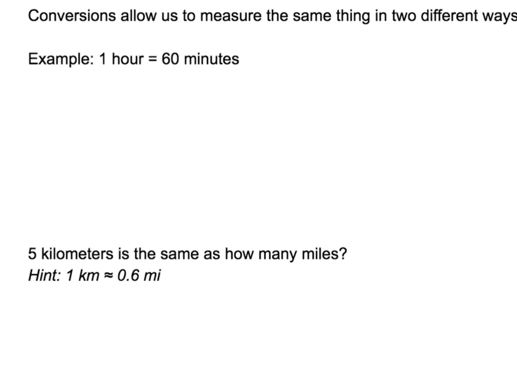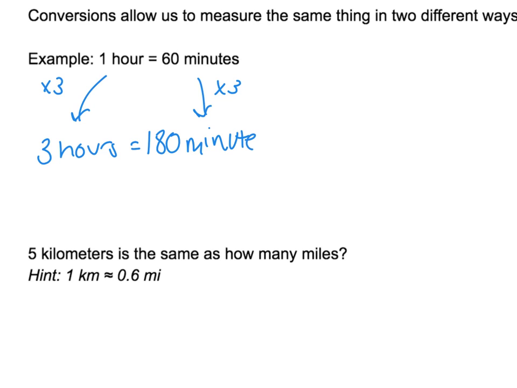So we know 1 hour is equal to 60 minutes. So then we can say, well, what if we're talking about 3 hours? Then, since to get to 3 hours, we'd multiply 1 by 3, we're going to do the same thing to the 60. And 6 times 3 is 18, so that's going to be 180 minutes. So now we know that there are 180 minutes in 3 hours.